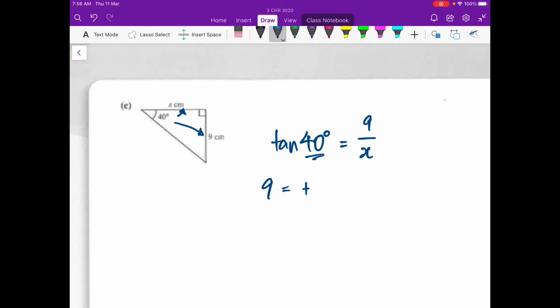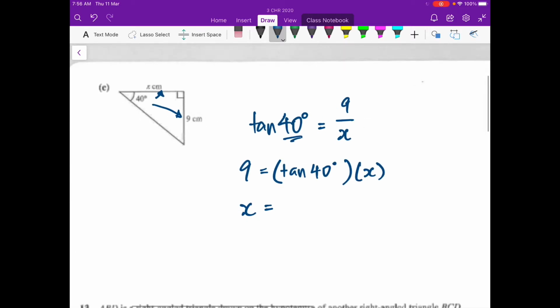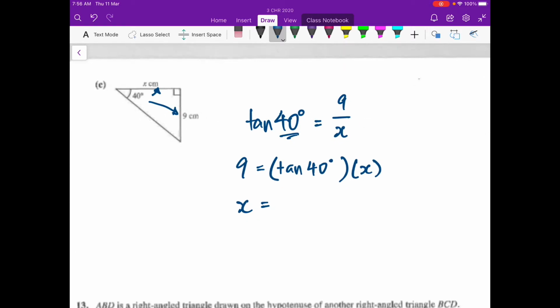Nine equals to tangent 40 times x. Good. So the entire thing multiplied by x. And then? Nine over tangent 40 degrees. Okay, excellent. So the steps are all correct. And now the final step is just to find out in our calculator the value of 9 divided by tangent 40.